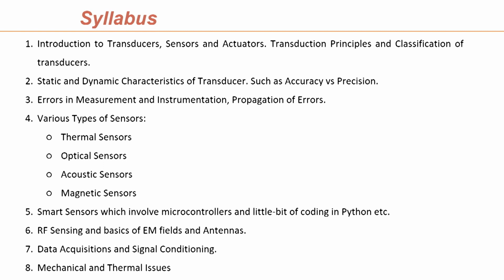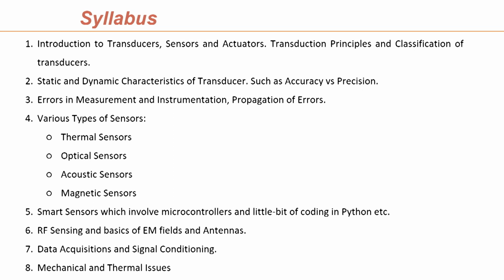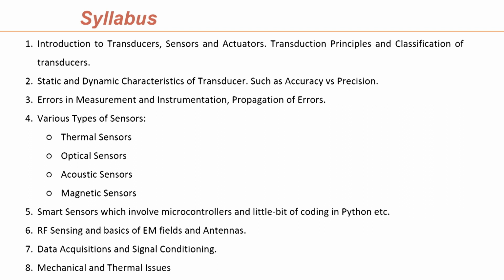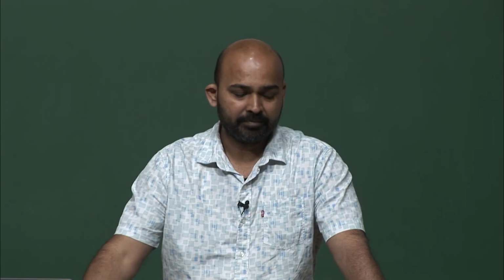The syllabus of this course is, we will start with introduction to transducers, and it has basically two parts, sensors and actuators. We will cover these two parts and how the transduction is happening in the form of physical or chemical changes. Static and dynamic characteristics we will cover, which are the characteristics of sensors. Basically, static is constant with time and dynamic is it varies with the time.